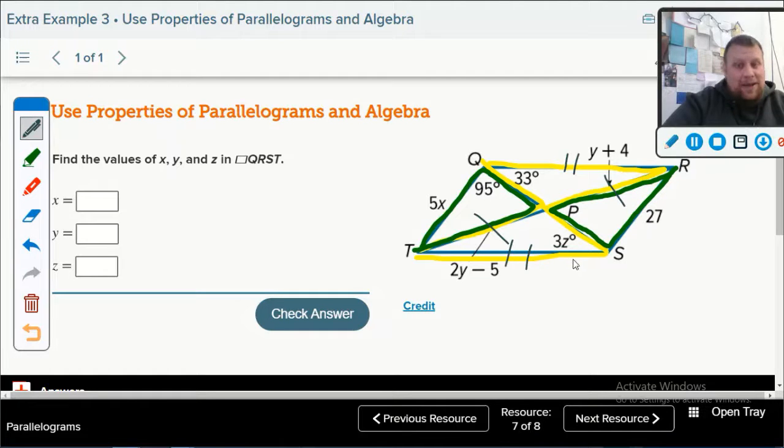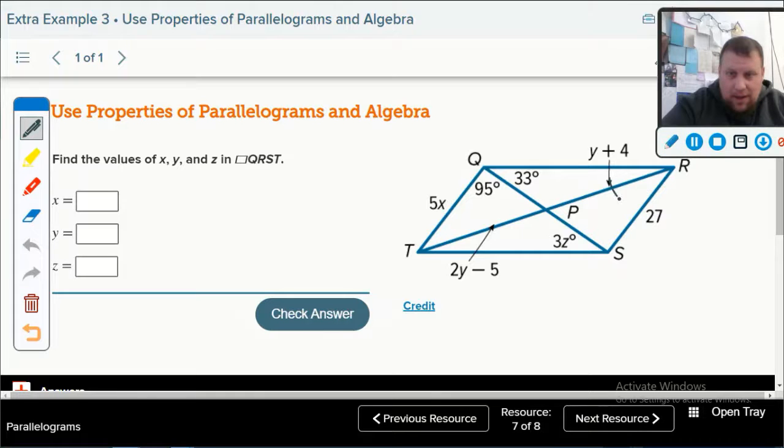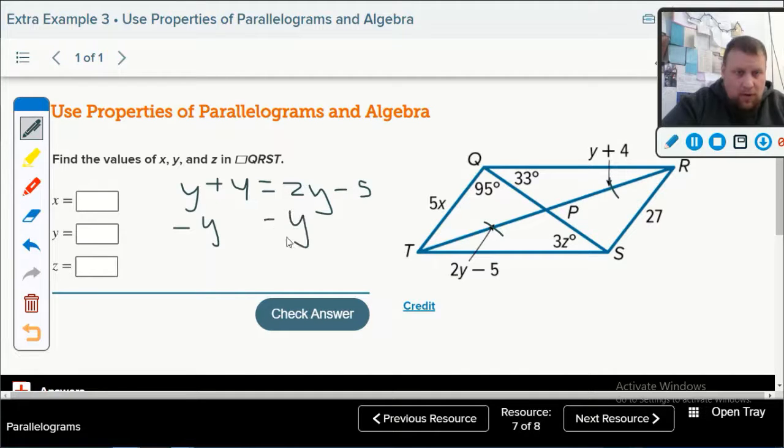Now that really helps me to clear some things up here. So we see this side right here, TP is equal to RP. I was thinking for a second that these were the long side, but I wasn't. Anyway, because I know that RP is congruent to TP, now I can say y plus 4 is equal to 2y plus 5. Let's subtract y over, subtract y over.